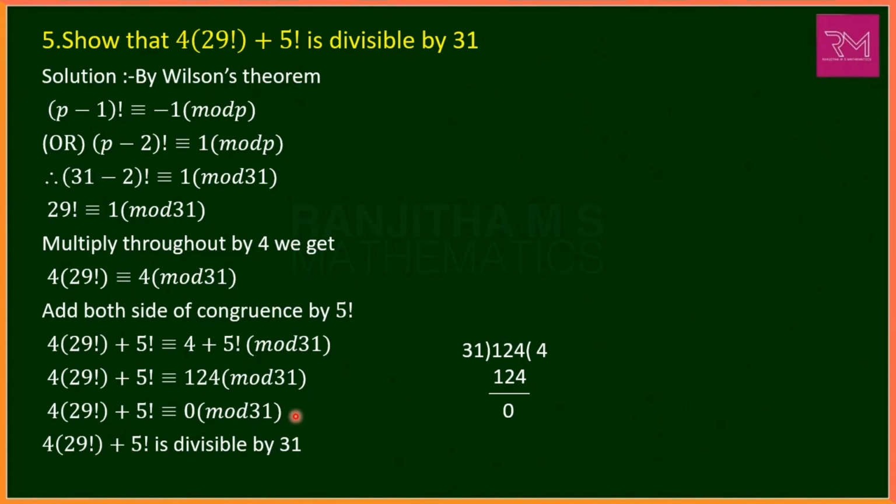This implies 31 divides 4 into 29 factorial plus 5 factorial minus 0. So this also implies 4 into 29 factorial plus 5 factorial is divisible by 31. Both are the same. This completes the problem. So till here we studied some of the important question paper problems on Wilson's theorem. In the next video we study Euler's totient theorem and problems related to that.